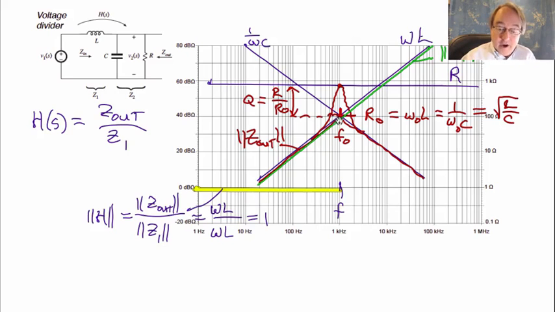Okay, above f0, Z1 remains ωL, but Z out becomes 1 over ωC. So what we have for Z out divided by Z1 will be 1 over ωC divided by ωL. And Z out will have a slope of minus 20 dB per decade. When we divide by Z1, we subtract its slope, which is plus 20 dB per decade. So we get a composite slope of minus 40 dB per decade. So I need to draw a minus 40 dB per decade slope there, like this.